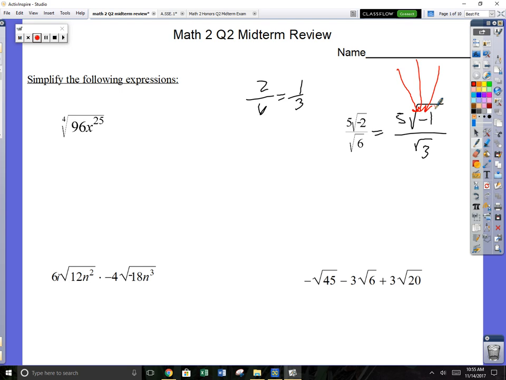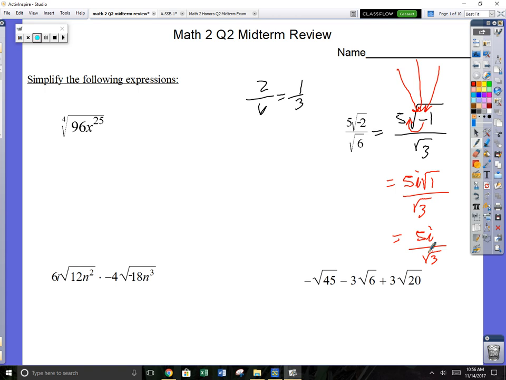If you ever have a negative under a square root, you need to take it out. And that is the definition of an imaginary number. So I'm going to have 5. I'm taking the negative out. That's imaginary. Square root 1 over square root 3. And square root 1, that's a perfect square. That's just 1. So you just got 5i on top times 1, which is just 5i. Okay, on the bottom you got square root of 3.